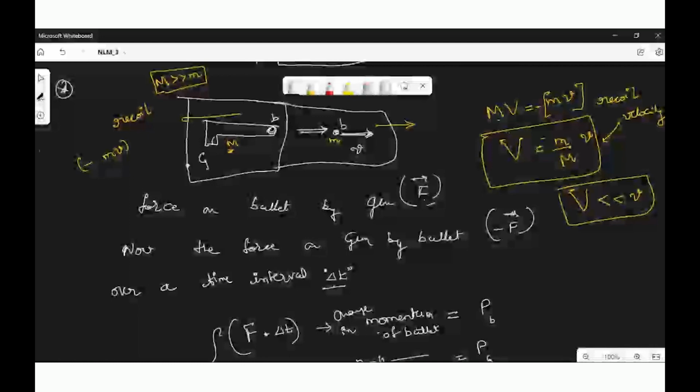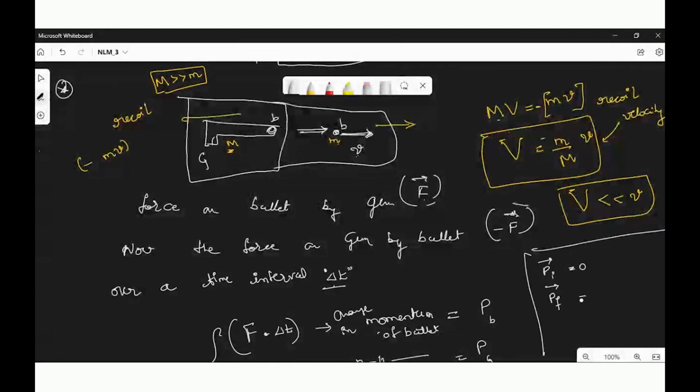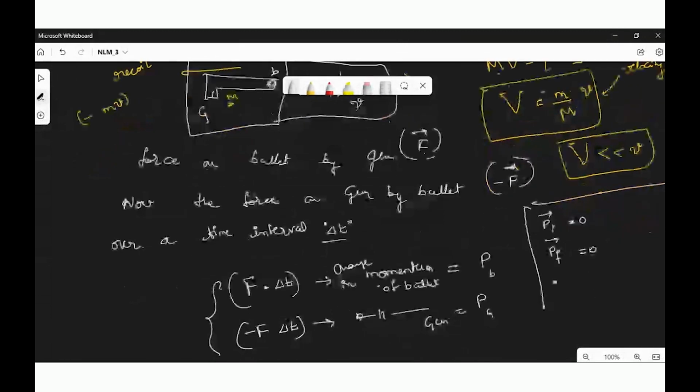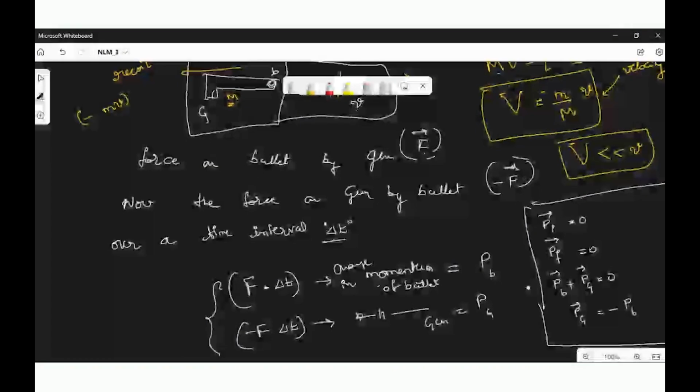Momentum will be conserved. Initial momentum is 0, so final net momentum must be 0. But final momentum consists of 2 parts: momentum of the bullet plus momentum of the gun must be 0. So momentum of the gun will be equal and opposite to momentum of the bullet. Momentum is nothing but the product of mass into velocity. Obviously, mass can never be negative, so your velocity should be in the opposite direction. That's how it is.